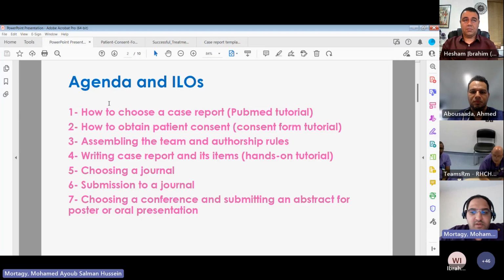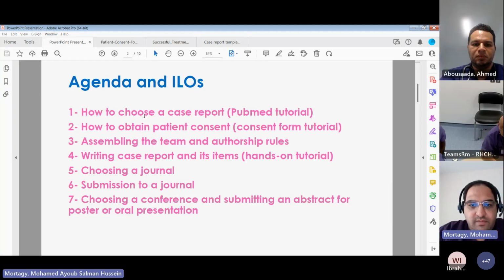Today I'm going to cover quickly and easily how to choose your case for a case report publication, how to take consent from the patient to publish it, how to form your team, how to write that case report in a hands-on tutorial we'll do together, and how to choose and submit to a journal and a conference, if you may.